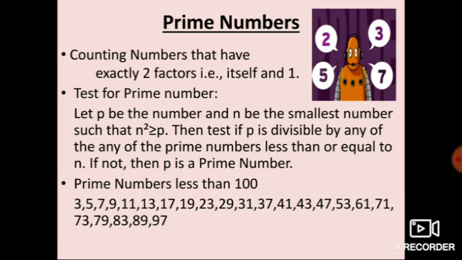Once we find n, we have to check all the prime numbers less than or equal to n and check if p is divisible by any of these numbers. If not, then p is a prime number. If any of the numbers less than or equal to n divides p, then p is not a prime number. This definition can sound a little tough, but if I give you an example, you can understand better.